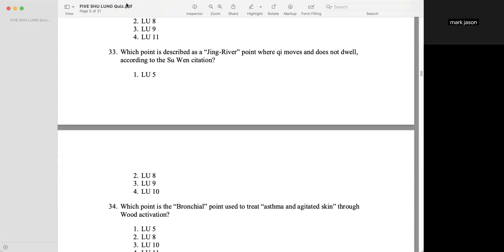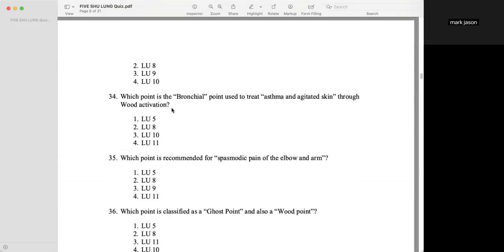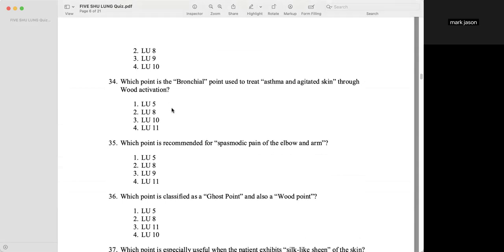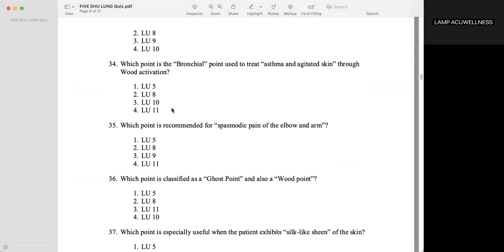Which point is described as a Jing-River point where qi moves and does not dwell, according to the Sun Simiao citation? Number 2, Lung 5. Lung 8. Which point is the bronchial point? Lung 8, number 2. Which point is the bronchial point used to treat asthma and agitated skin through wood activation?